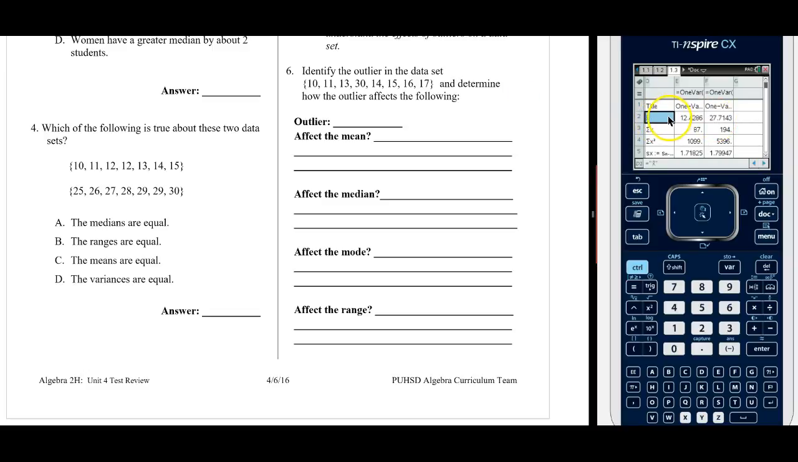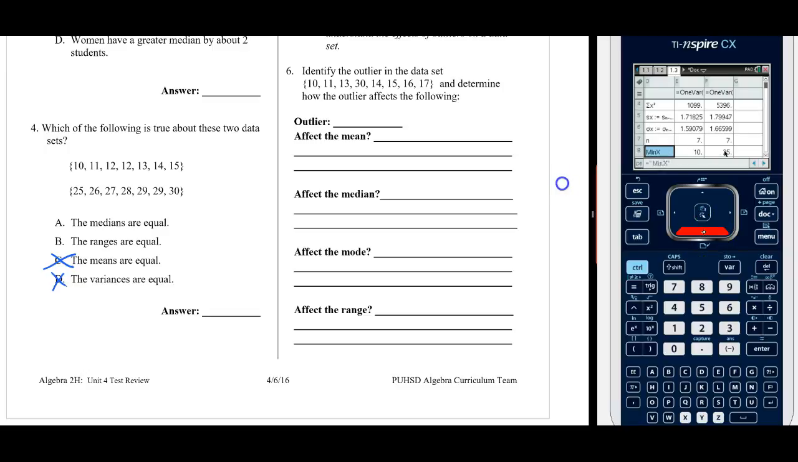So that X bar, that's our average, that's our mean. So are the means equal? 12.4 and 27.7. Nope, they're not equal, so C's out. The medians, if we scroll down a little bit, actually let's stop here. This weird looking O thingy, that's actually the standard deviation, which is related to the variance. And those are 1.59 and 1.67. Those are not equal.